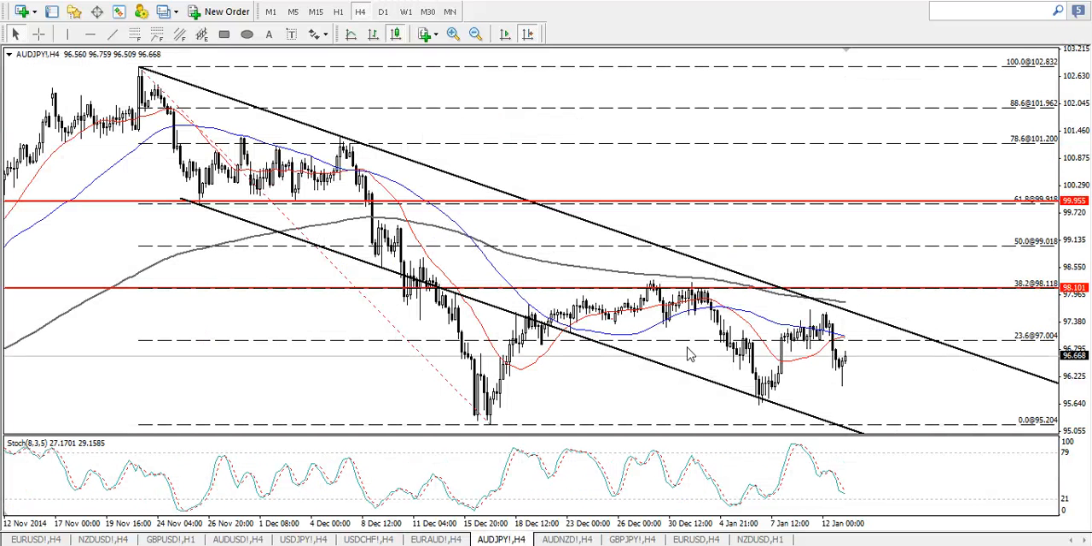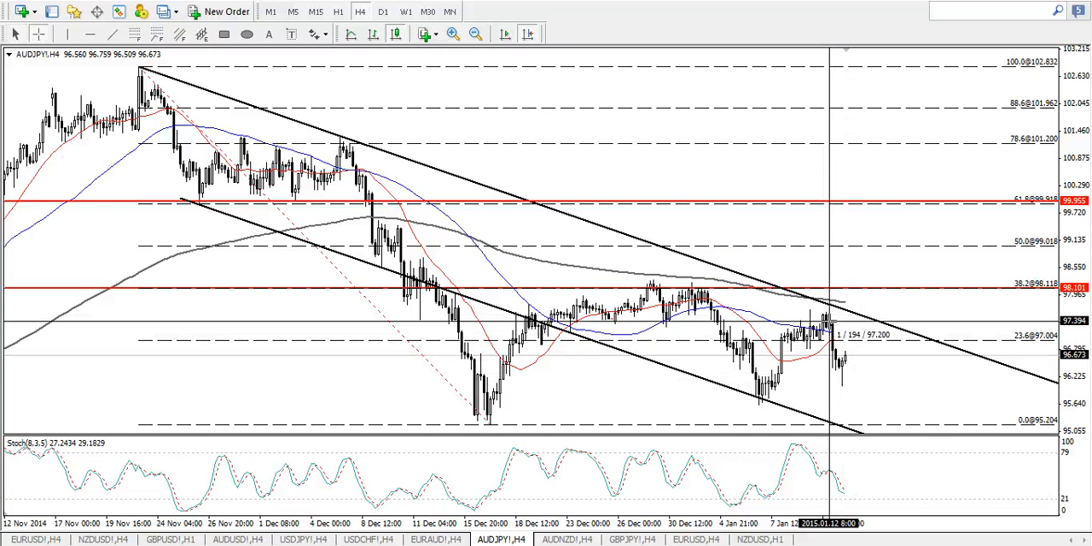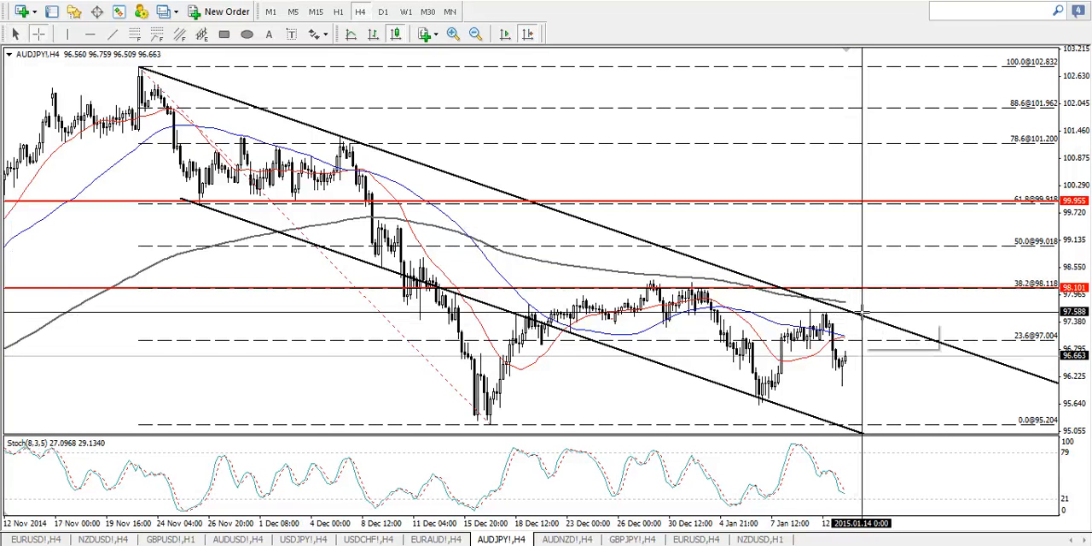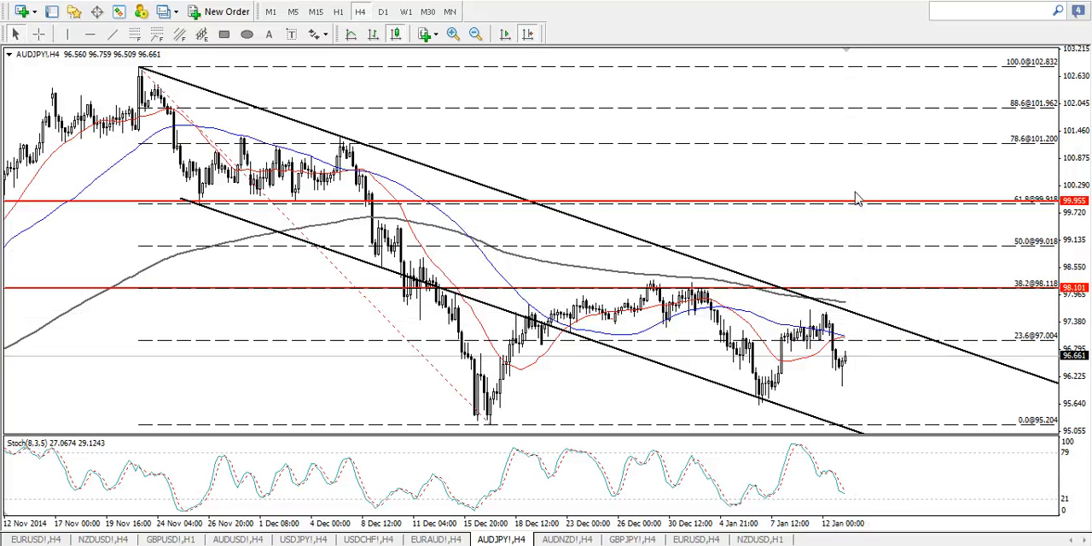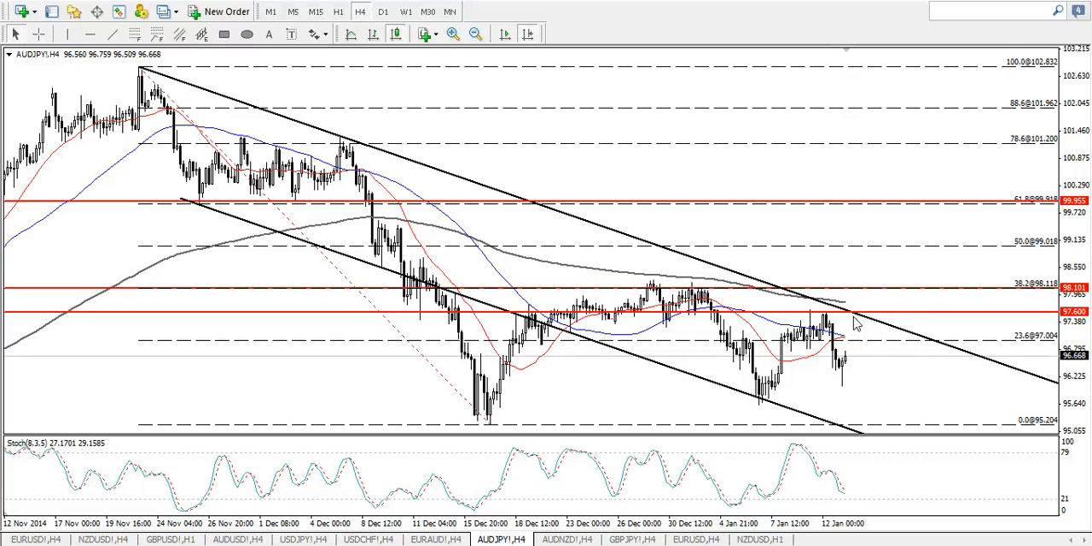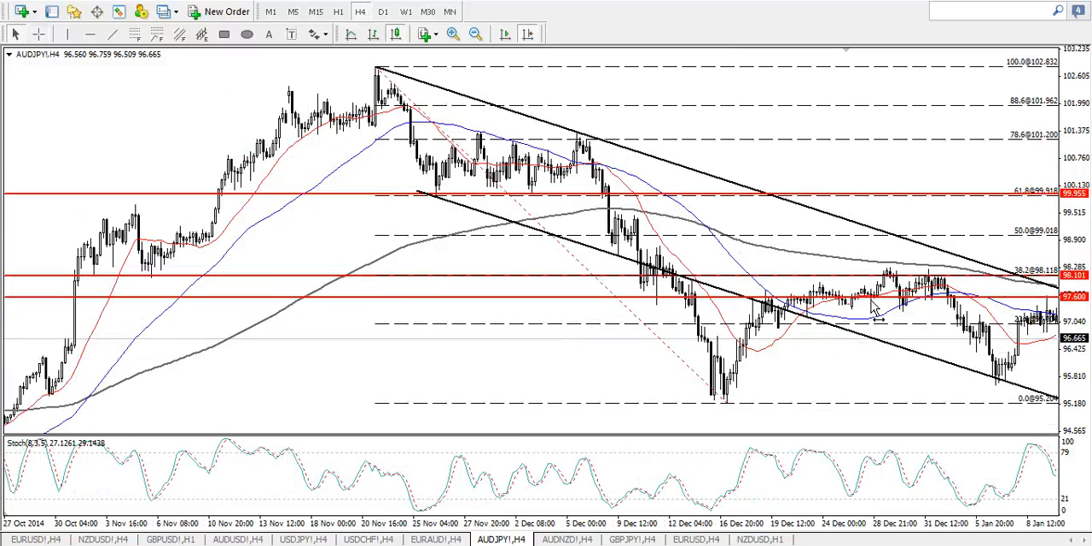Next with the Aussie against the yen. We do see the price has come down, but eventually it got pulled back and it starts to appreciate. We are waiting for price to go all the way back to the top at the resistance level of 97.60, and hopefully it can reach this level at the top of the falling trend channel over here, and therefore we can look for a short opportunity again.